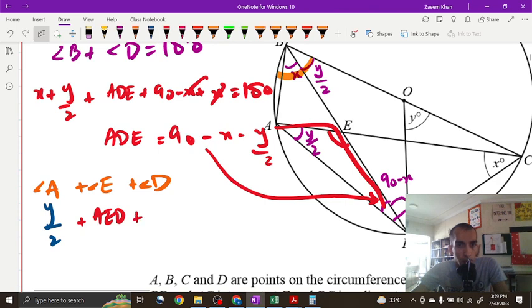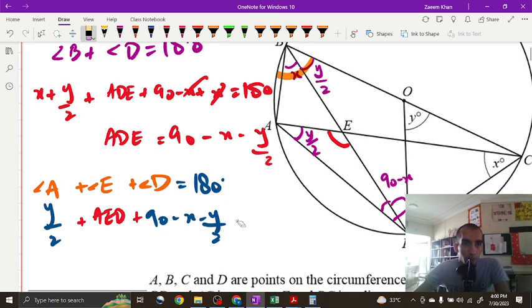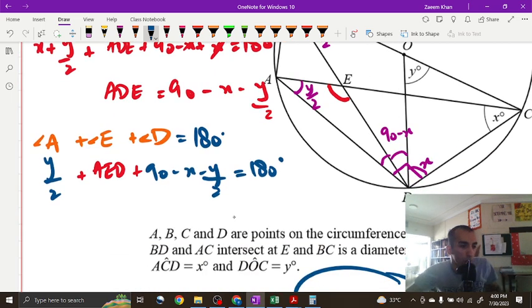Angle D is, we just found that out, right? So we're going to write that same thing again. 90 minus X minus Y over 2. And I'm pretty sure you know why all of these are adding up to 180, because they are the angles in the same triangle, right? Yeah. Now we're supposed to make AED the subject.